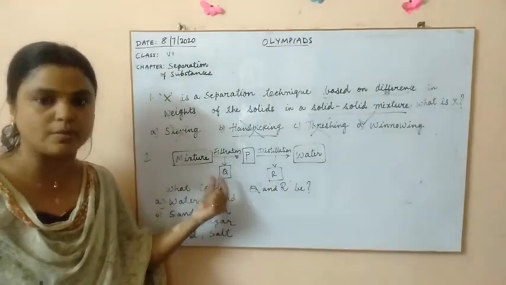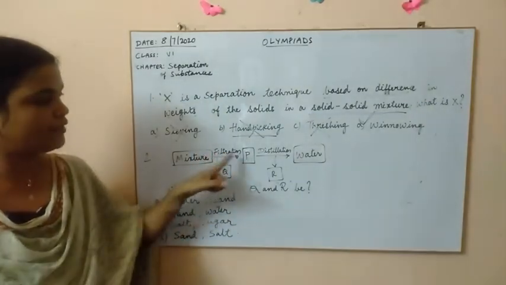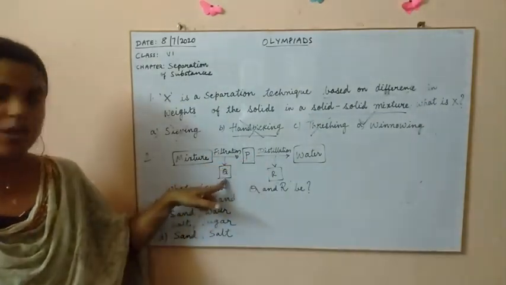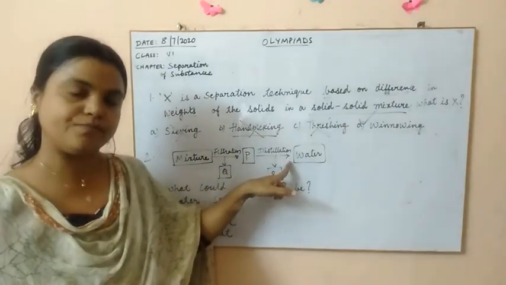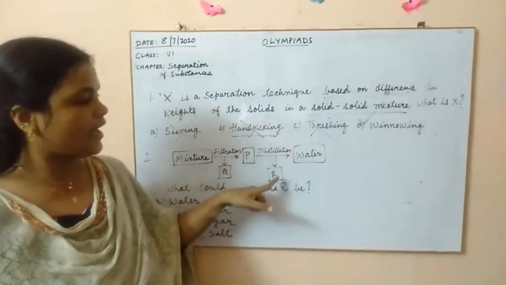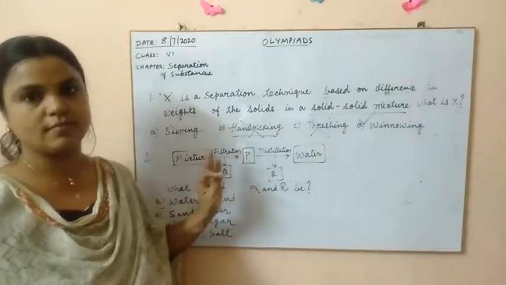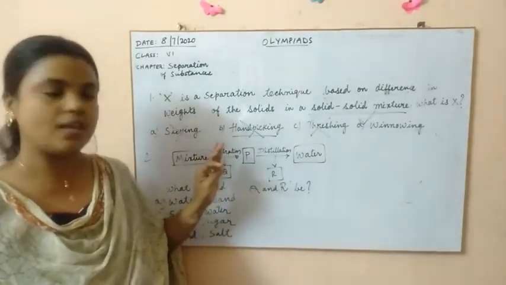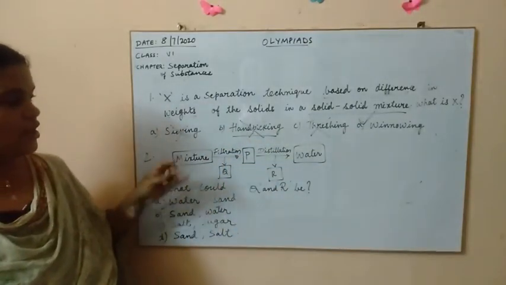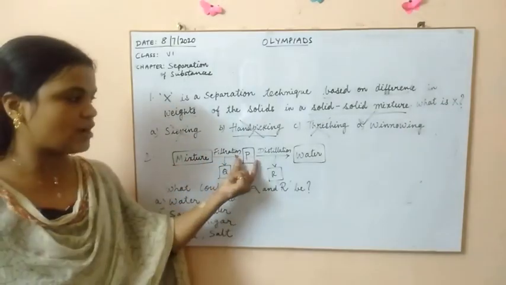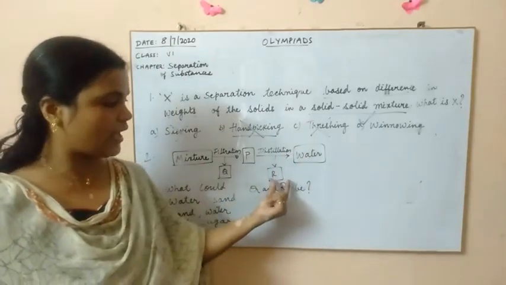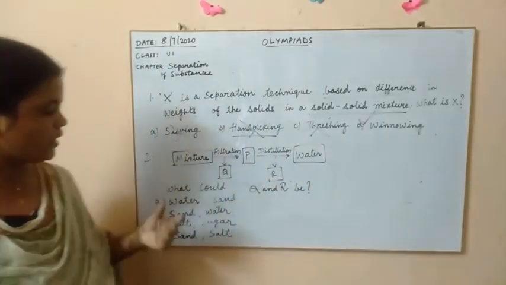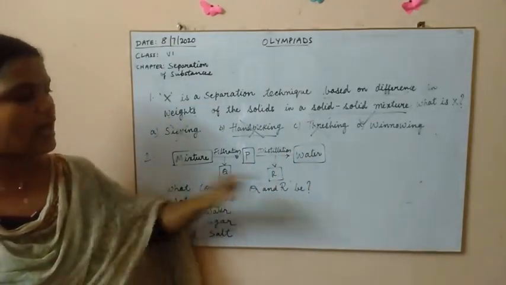Another component from the mixture, Q, we got. After filtration, we got P and Q. Then the P is again distilled, so we got water, and R is again separated. So first of all, the mixture passes through a filter, we got something, and this is again distilled to get water and one more component. So what could be Q and R?